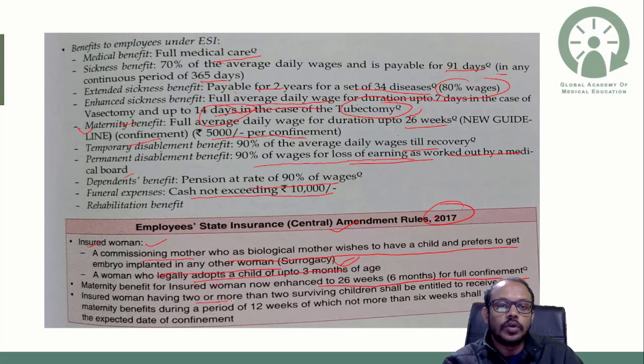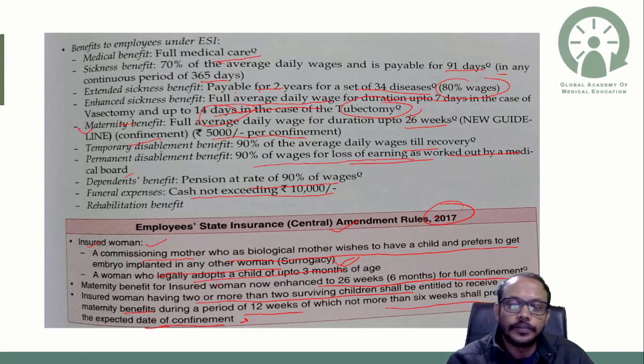For an insured woman with 2 or more surviving children, maternity benefit can be given up to 12 weeks. In the 12 weeks, not more than 6 weeks should precede the expected date of confinement. That means if she is going to deliver the child, she should be given 6 weeks before the delivery and 6 weeks after the delivery, okay.